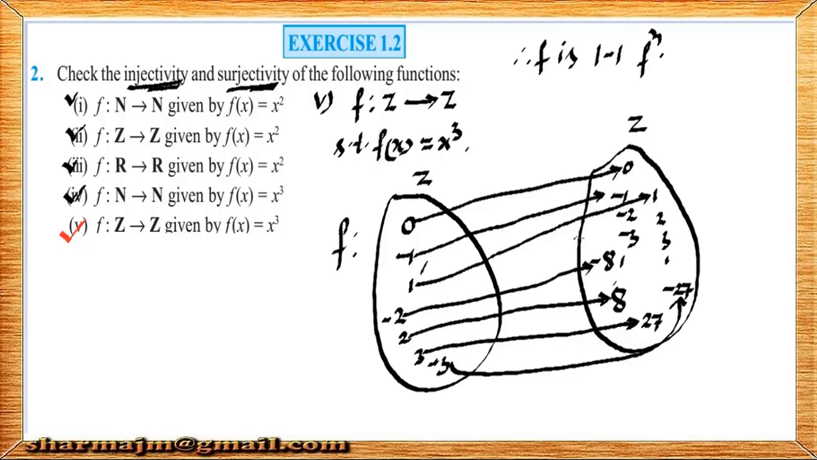Here -2, -3, they don't have pre-images because -2 is not a cube of any integer. -3 is not a cube of any integer in domain. Therefore f is not onto. So this function is not onto, though it is 1 1 but not onto.